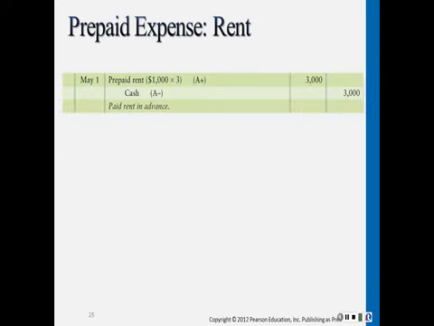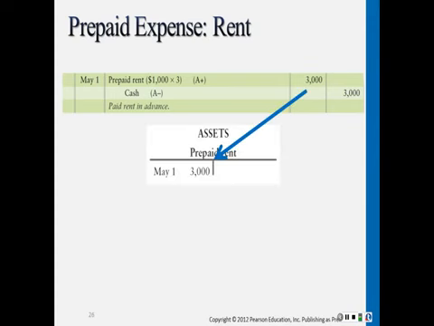Some landlords require tenants to pay rent in advance. This prepayment creates an asset for the renter. Suppose SmartTouch prepays 3 months office rent of $3,000, $1,000 per month for 3 months. On May 1st, 2013, the journal entry would debit prepaid rent for $3,000 and credit cash for $3,000. After posting, prepaid rent has a $3,000 debit balance.